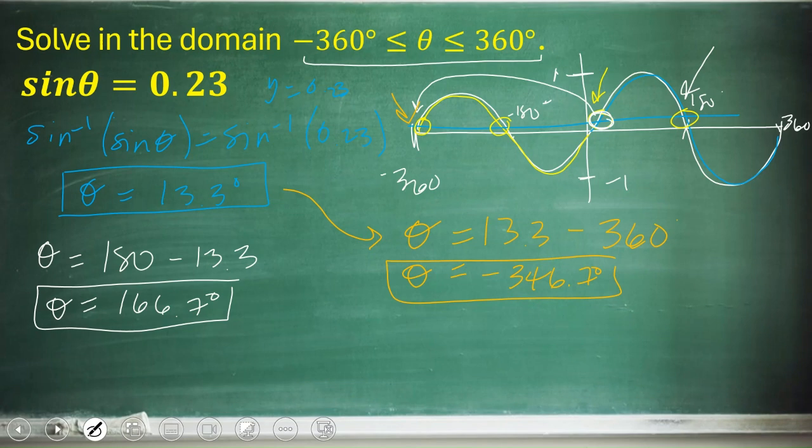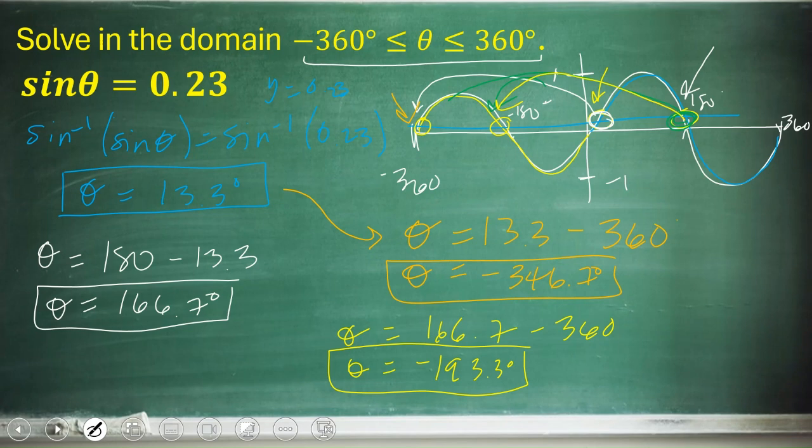And by that same logic, I am going to take this value and deduct 360 degrees, and I will find that value. That color really doesn't show up, so I will use yellow. So I'm finding this value by deducting 360. I'm going to say that theta equals 166.7 degrees less 360 degrees. And when I do that, I find a value of negative 193.3 degrees. That value falls within our domain, and it's right here.